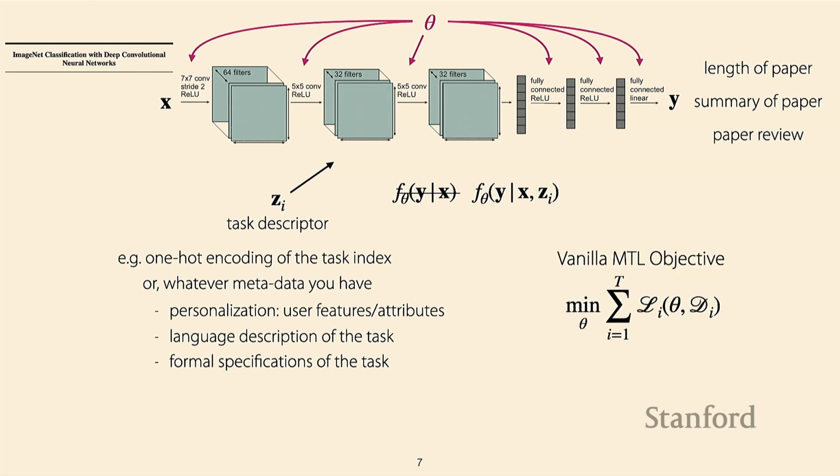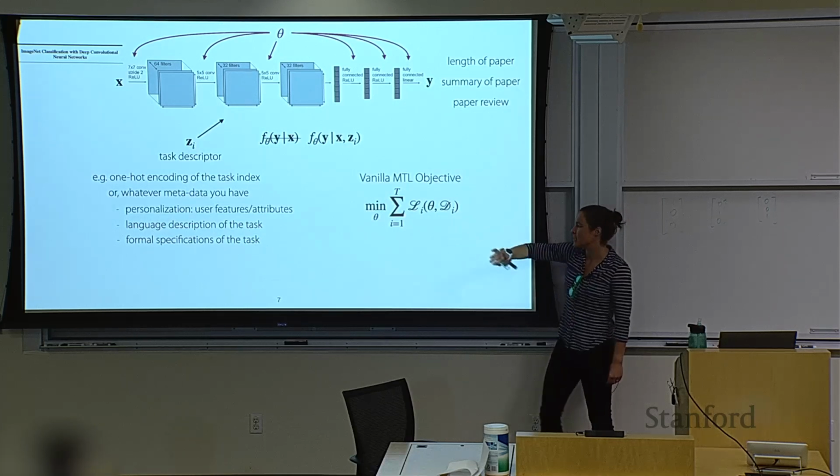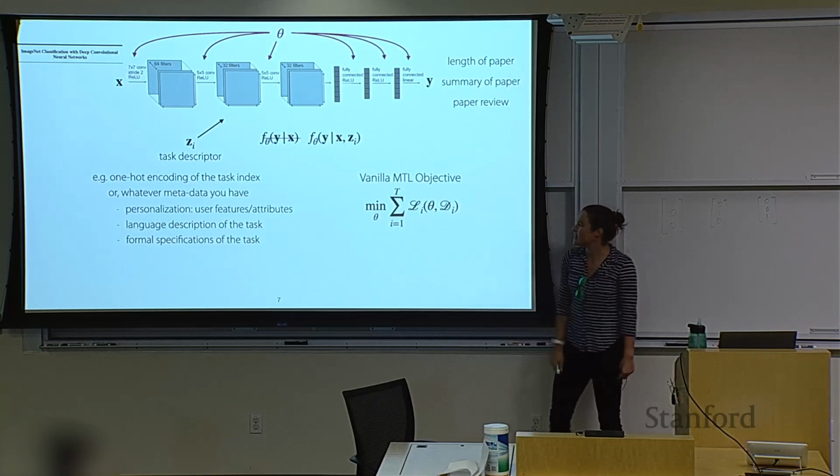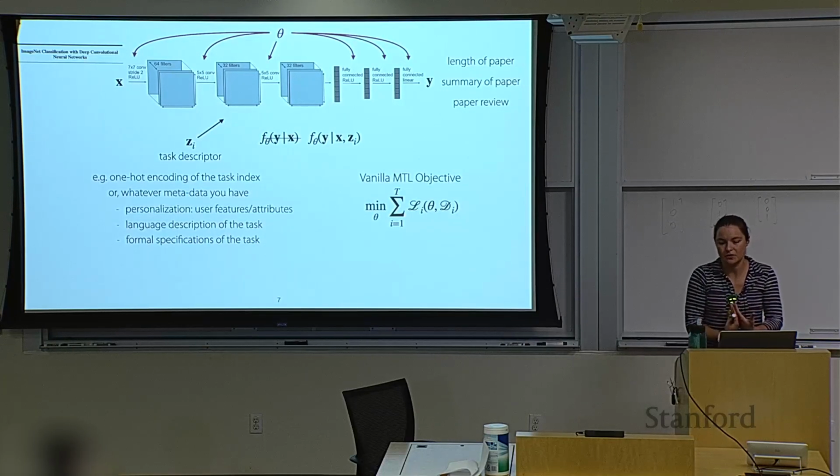Cool. So now that we've told the network what the task is, we can also formulate the objective. The basic way to formulate the objective is actually what we covered in the previous lecture: we just sum up the loss functions for each of the tasks. So Li here is computing the loss function of the network on the training data set for that task. Then we'll sum up over all of the T tasks that we have and try to minimize the loss function, minimize the parameters of our neural network over this sum of loss functions.